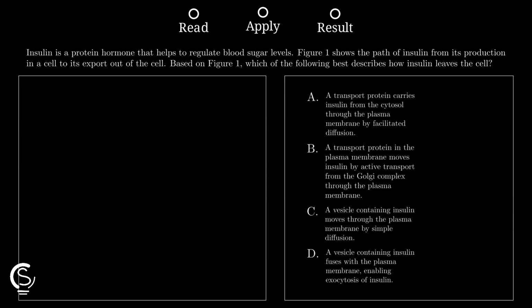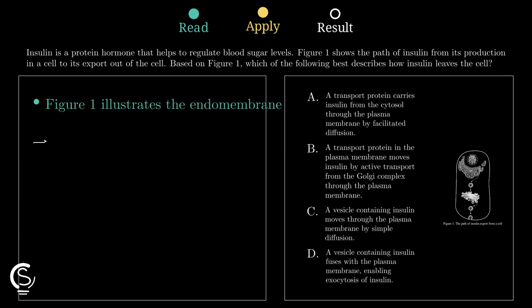Figure 1 illustrates the endomembrane system where insulin is synthesized in the rough endoplasmic reticulum before being packaged into small transport vesicles that move toward the Golgi complex for further processing. These vesicles travel to the plasma membrane and carry the protein hormone safely. This pathway is essential for large molecules that cannot simply pass through the lipid bilayer without a container.